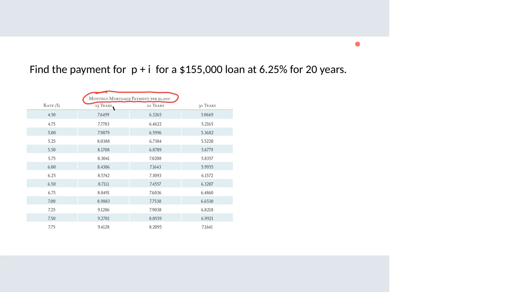Let's talk about how that factors into answering a question like the one at the top of the page. Find the payment for principal and interest for a $155,000 loan at 6.25% for 20 years. First thing is we've got to make sure we're comfortable reading the table. If you see something that doesn't make sense, make sure you let me know. We have a 6.25% interest rate, so we find that. It's a 20-year loan, so we go over to the 20-year column. Find where those two things come together, which is 7.3093.